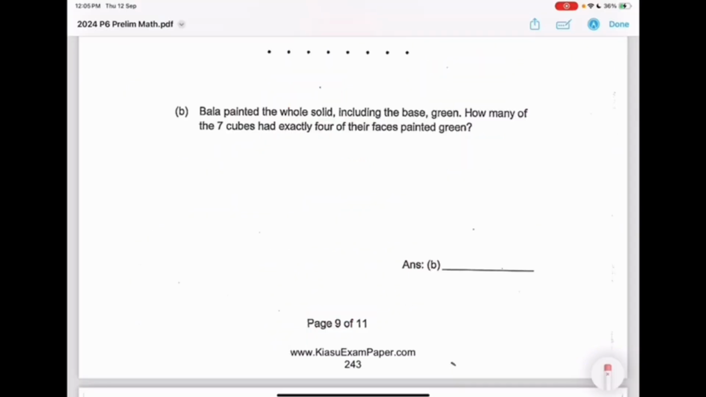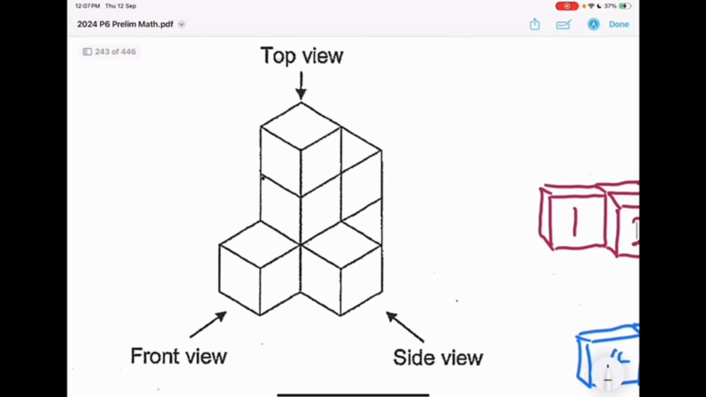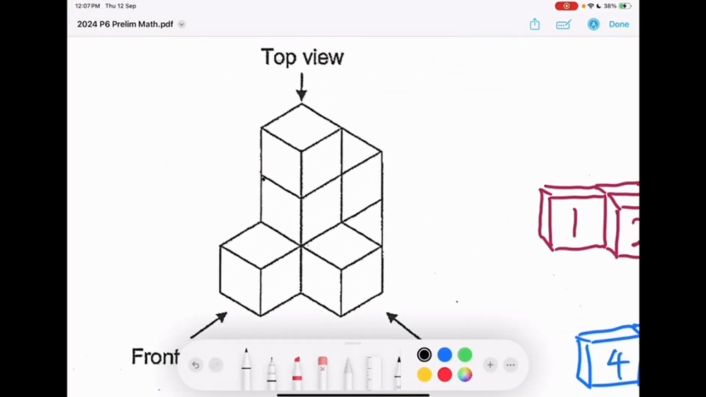Moving on to part B. The question says Bala painted the whole solid, including the base green. This is my sentence number 1. How many of the 7 cubes had exactly 4 of their faces painted green? Sentence number 2. For a cube to have exactly 4 of their faces painted green, 2 of their faces need to be blocked by another cube. So what we want to do is to look at our figure over here and determine if 2 faces of each cube are blocked by another cube.